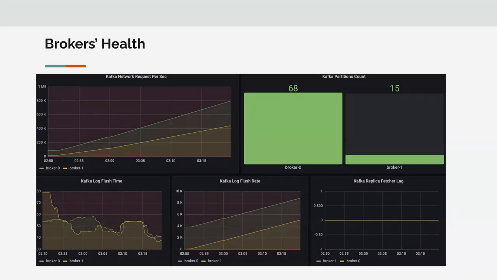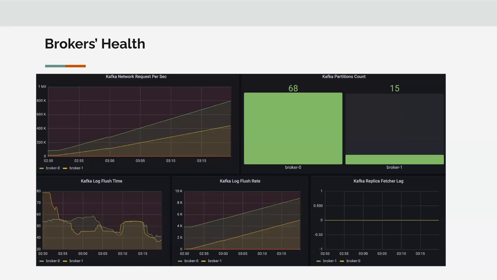Now, visualizing these metrics together provides a much clearer view. Here, it is evident that broker zero, which is hosting 68 partitions in total, is significantly doing more work than broker one, which is holding 15. The load skewness is apparent in network requests per second, and the corresponding log flush rate in the middle.